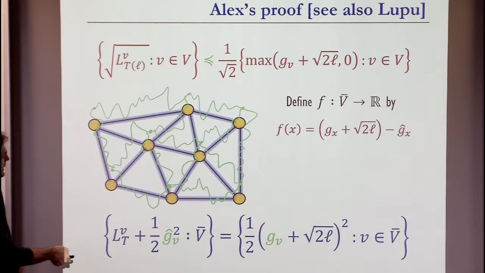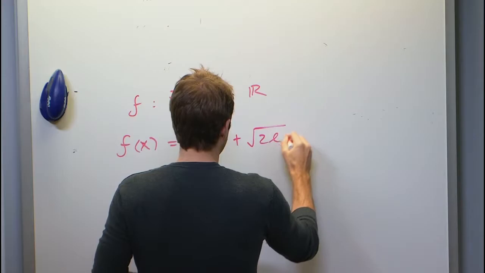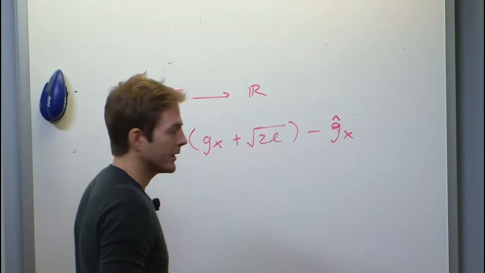Okay, so now we'll take a joint probability measure on the two sides such that these two processes are exactly equal. Okay, and now the marginals of GV and GV hat are Gaussian, but they could have some very complicated dependencies between them. And then we define this function. So I'll just write it again here. So it's a function on the continuous graph, which is gx, I'm using plus here, minus gx hat. Okay. That's the function.